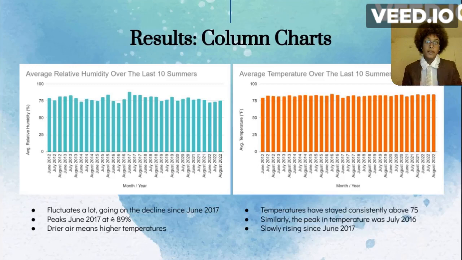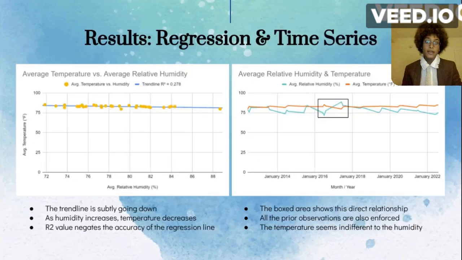Moving on to my time series graphs and regression graphs, as you can see on the left, here is my regression graph comparing the average temperature and relative humidity. And the trend line seems to be steadily going down, which I did not expect. It basically goes against everything we learned up until this point. And it pretty much tells us that as relative humidity increases, the temperature actually decreases.